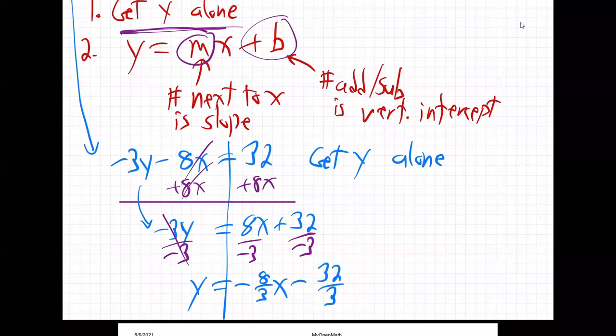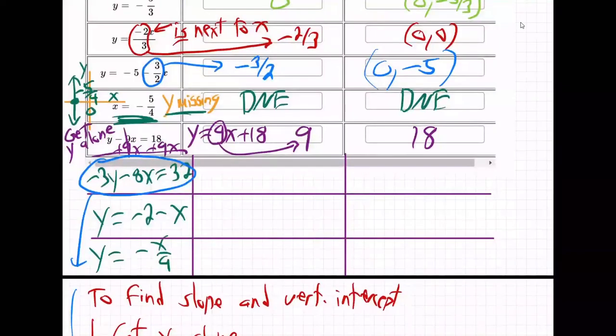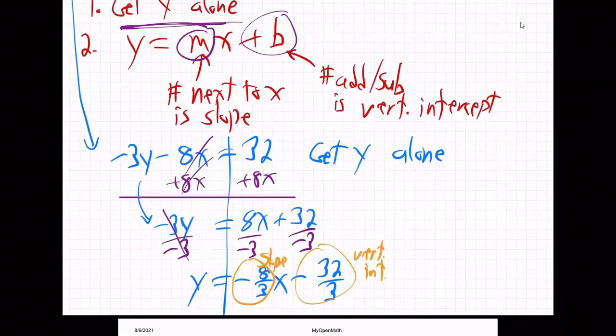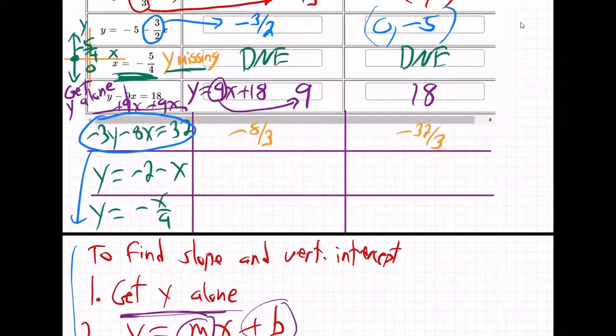So now we know that, coming back here, this is the slope and this is the vertical intercept. Minus 8/3 and minus 32/3. So minus 8/3 and minus 32/3. We good with that one? All right, two more.